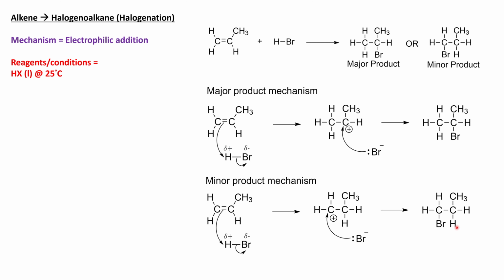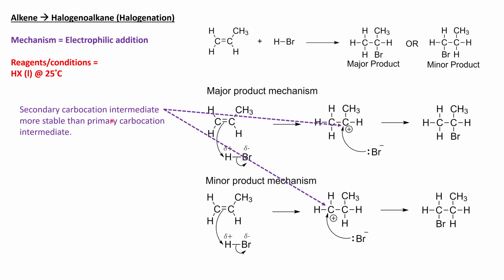So now let's justify why this is the major product and this is the minor product. Again, we're looking at a comparison between a secondary and primary carbocation. And we can argue that our secondary carbocation intermediate is more stable than the primary carbocation intermediate due to the positive inductive effect of two neighbouring alkyl groups.